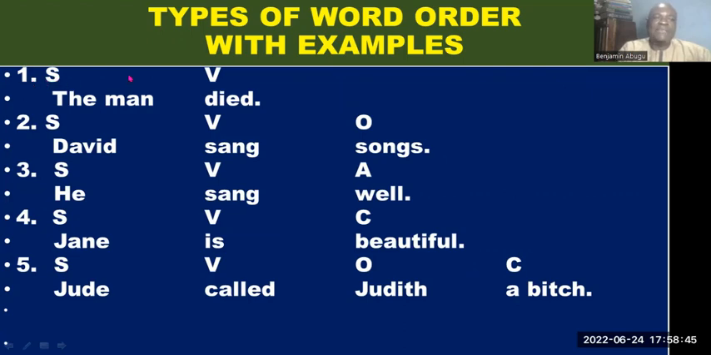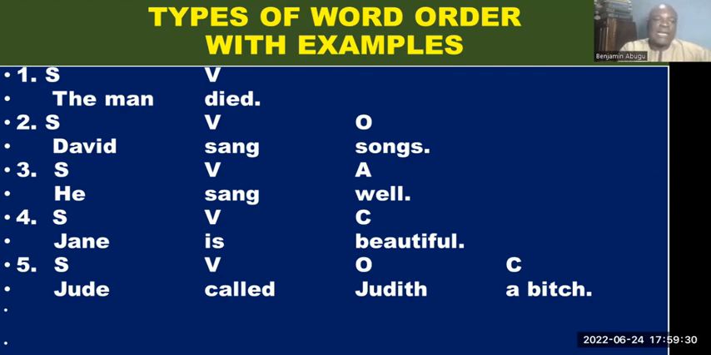Now, the first type is the SV word order, where we combine the subject and the verb. Now, this happens when the verb is intransitive. It doesn't require an object. So you simply combine the subject and the verb. For example, the man died. The man died. That is one sentence structure that we get when we combine 2 elements, the subject and the verb. And, you know, you can use this kind of sentence with this type of word order to communicate meaning in different ways, all right?